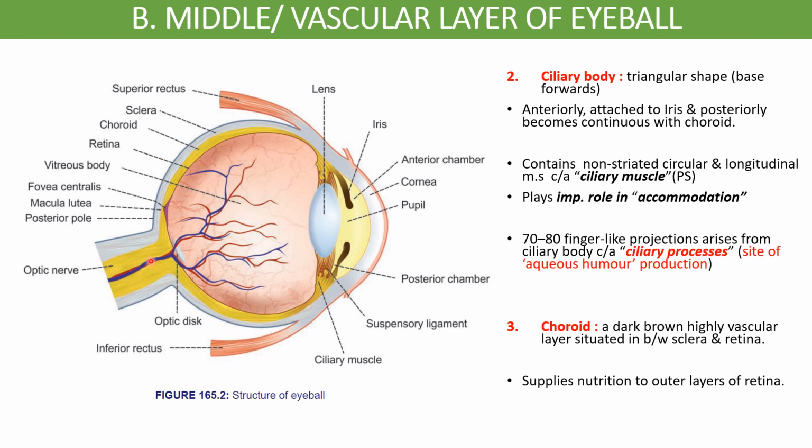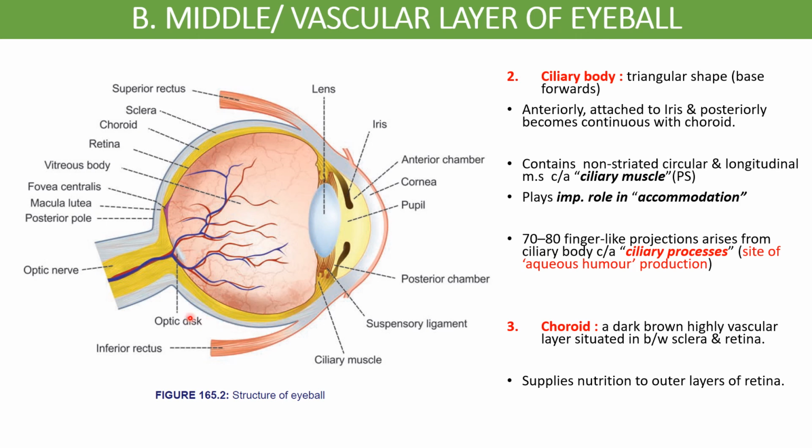The ciliary body contains a non-striated muscle called the ciliary muscle, which takes part in the process of accommodation of the eye. There are about 70 to 80 finger-like projections coming from the ciliary body called the ciliary processes. It is the site of production of the intraocular fluid called aqueous humor.